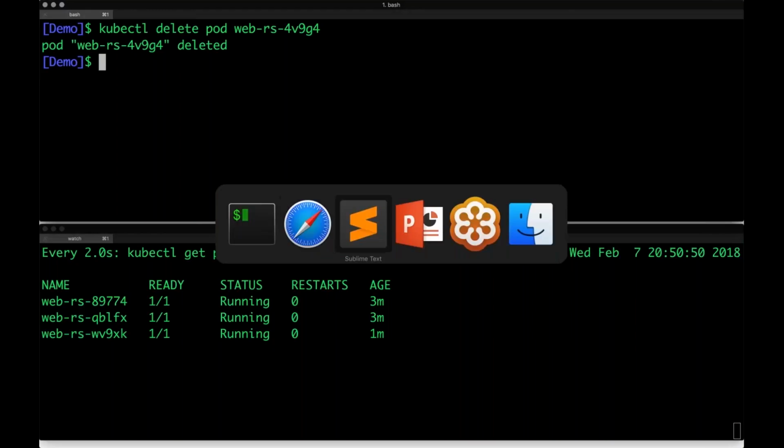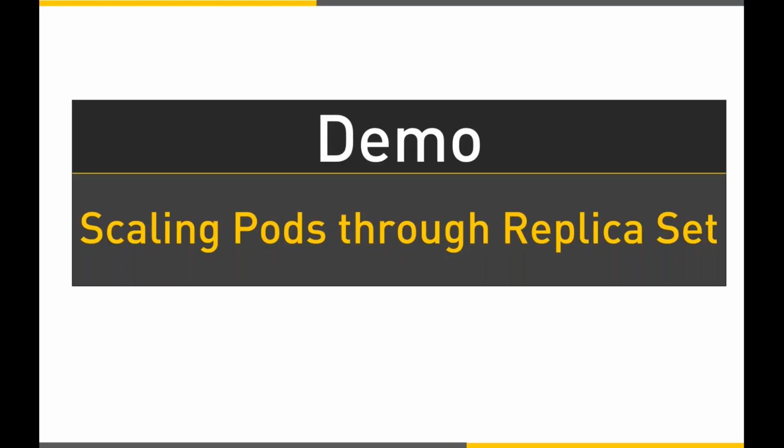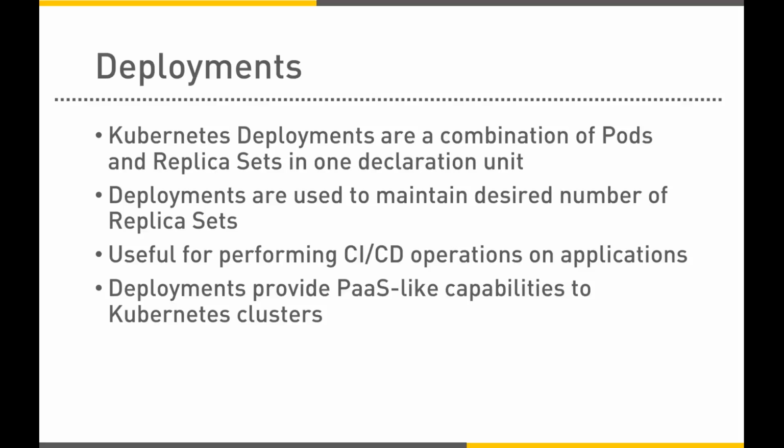So excellent. Now we have looked at all the core primitives. There is one last thing that I want to show you, which is called a deployment. A deployment is like a more convenient mechanism to manage the application lifecycle. If you are familiar with platform as a service offerings like Cloud Foundry, Heroku, any of these PaaS offerings, you appreciate the ease by which you can deploy applications, right?